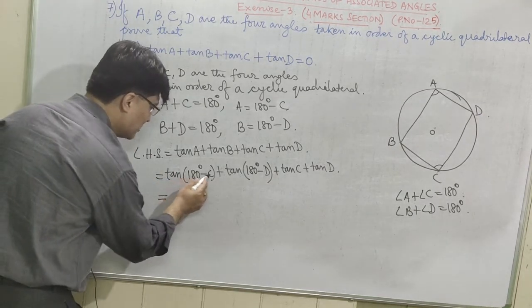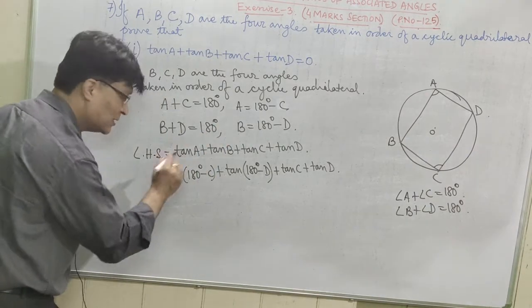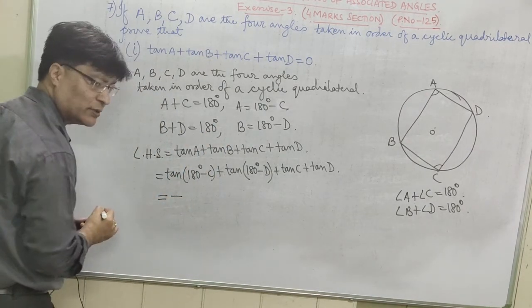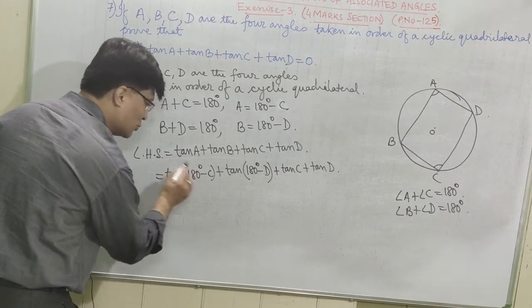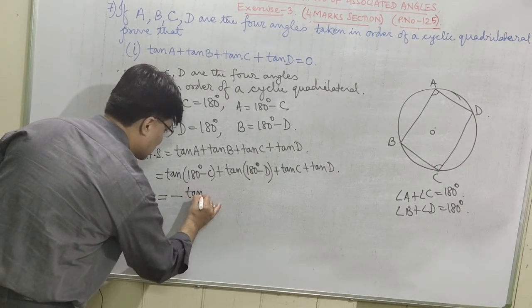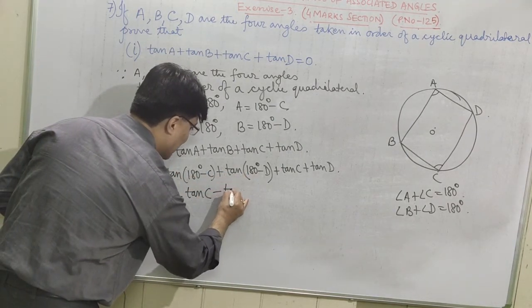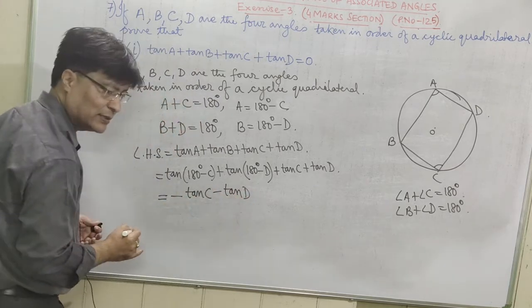What is tan 180 minus C? You know that 180 minus C lies in the second quadrant. In the second quadrant, tan is always minus. And since this is an even multiple of 90, tan remains as it is. That is minus tan C. Similarly, what is tan 180 minus D? Minus tan D, you know that, isn't it?